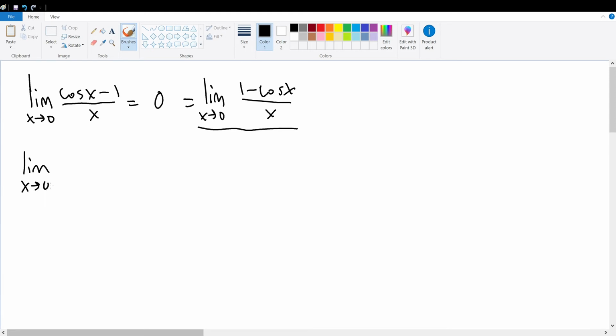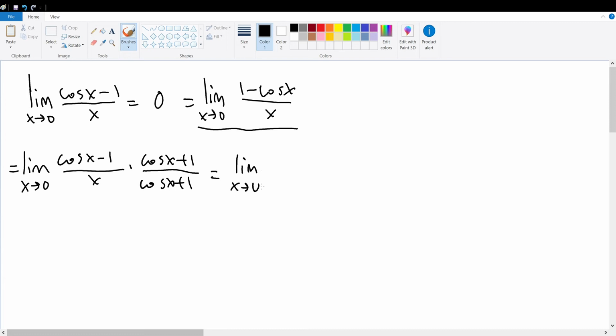we multiply by the cosine x minus 1's conjugate. So this becomes the limit times (cos x + 1)/(cos x + 1). This can then be equal to, if we combine cos x + 1 into the numerator and denominator, (cos² x − 1)/(x(cos x + 1)).